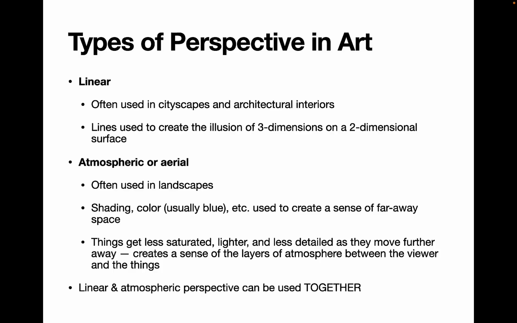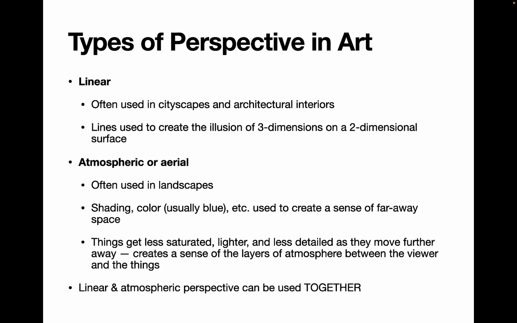And this really, like I was just saying, helps create that illusion of 3D objects on a 2D surface. Think of windows, think of furniture, all in 3 dimensions. And then atmospheric perspective is usually used in landscapes. It's using shading or color or both, or really anything else you can think of, to create the sense that something is further away from us in space. So the color is usually blue, and things get more blue as they get further away.